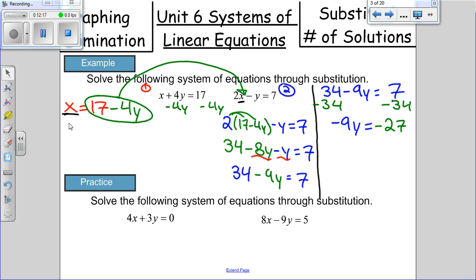All right, I almost have this y by itself. There's one last thing attached to it. I have negative 9y. If there's nothing in between a number and a letter, that means they're being multiplied. So what's the opposite of multiplying? Divide. So we divide both sides by negative 9. That gives me y equals 3.